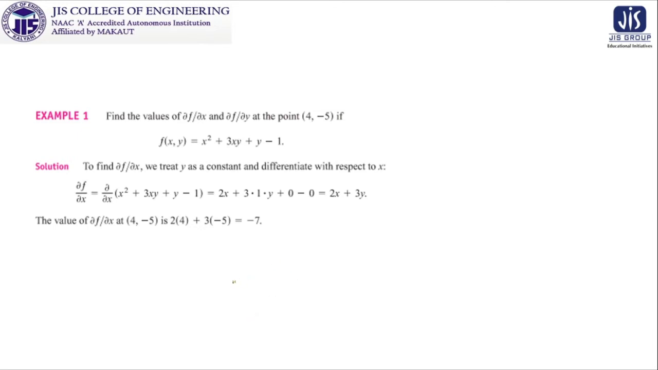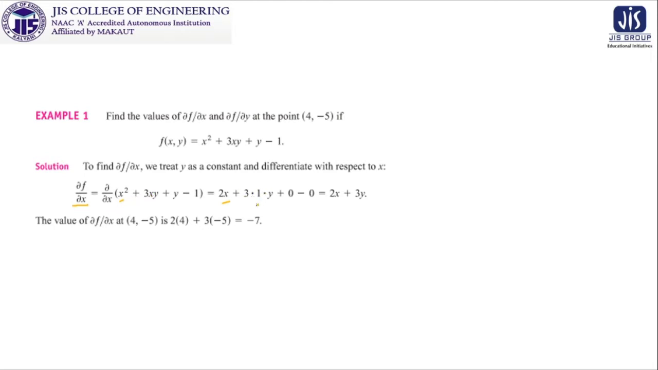The definition and the concept tell us that when we are trying to find the partial derivative with respect to x, we have to treat everything other than x as constant. So x square differentiated with respect to x is 2x. For 3xy, 3 is constant, y will be treated as a constant, and x will be differentiated with respect to x, so it will be 1.